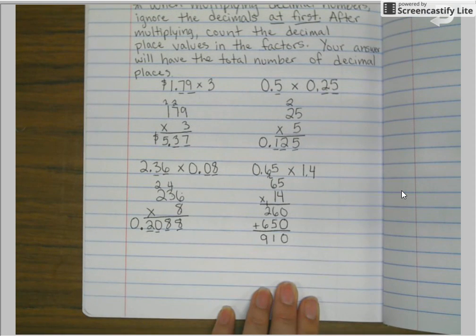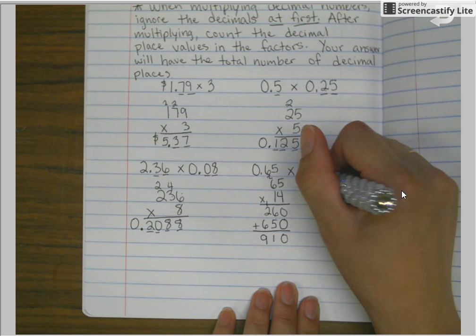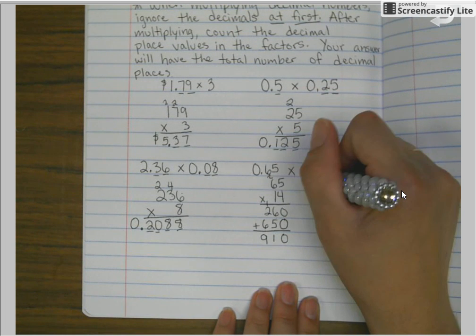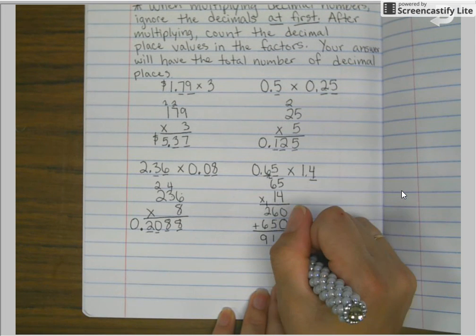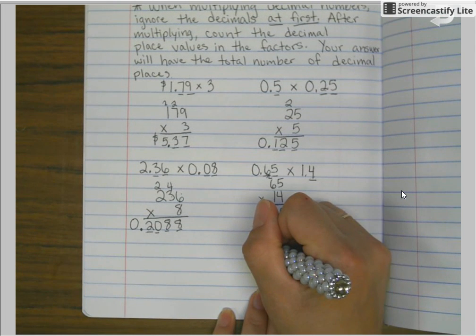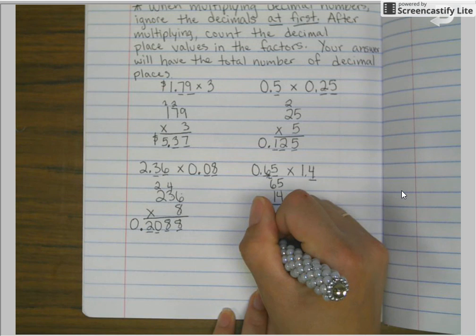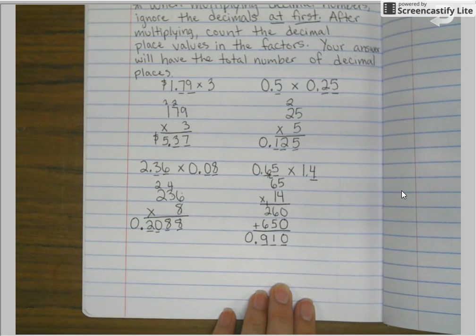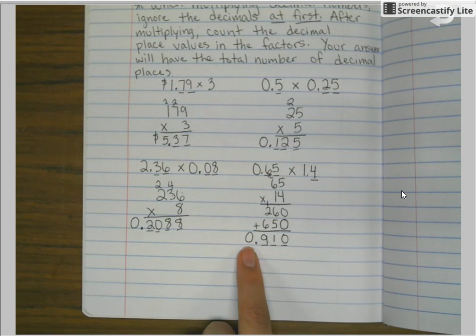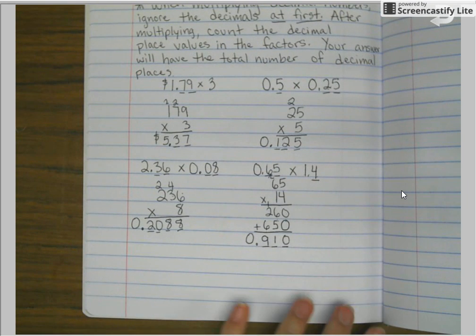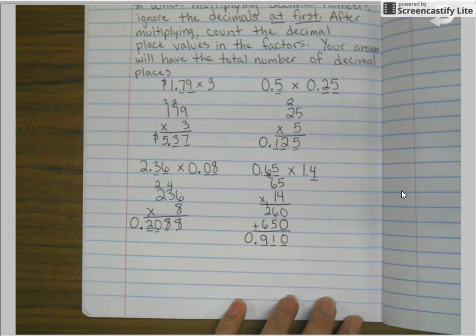How many places do we need behind the decimal? 1, 2, 3. Oh, I'm sorry, 1, 2, 3, 4. So we need 4 places behind the decimal. I still want a 0 placeholder. Now, if you ever have more place values that you need than numbers you have, you keep going and you'll have a 0 in that place. Okay, but here's just examples of multiplying decimals.